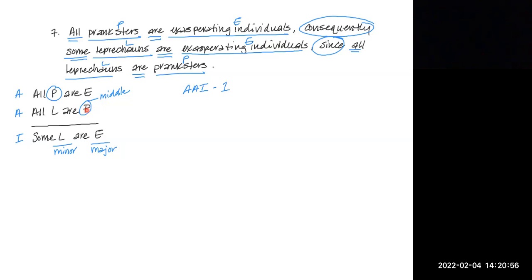And I see that the two premises are already in the correct order. The major term E makes all P are E the major premise, and it's listed first. The minor term L makes all L are P the minor premise, and it's listed second. So we know that AAI-1 is our mood and figure.